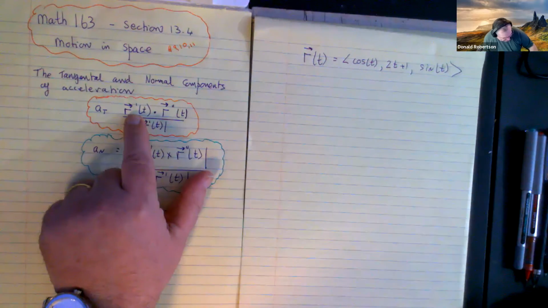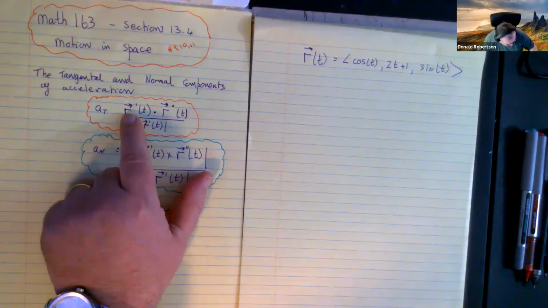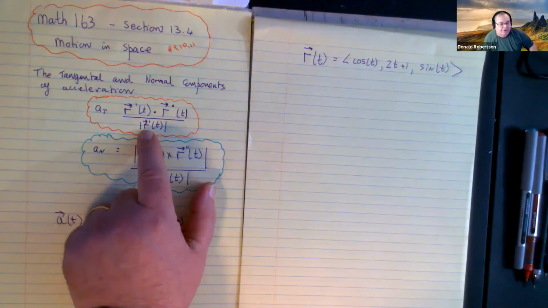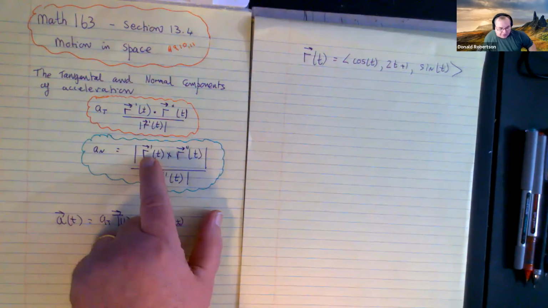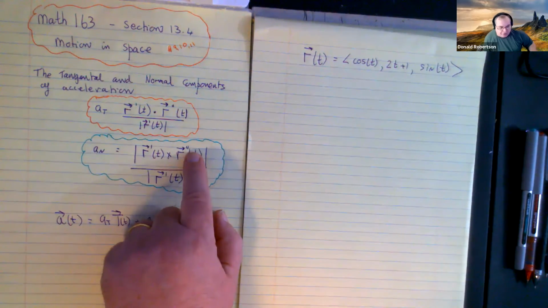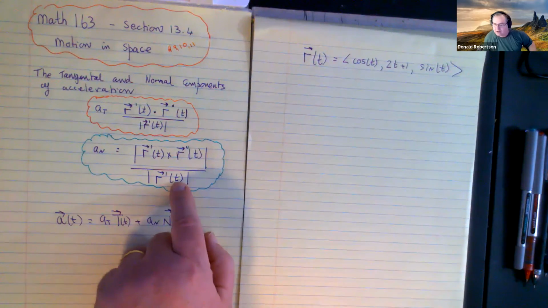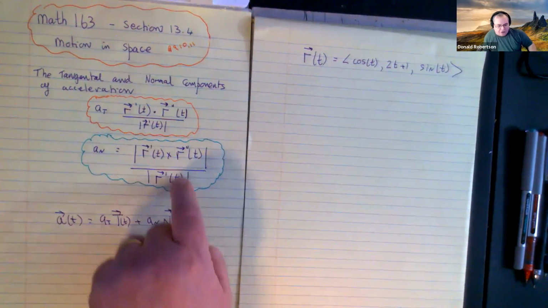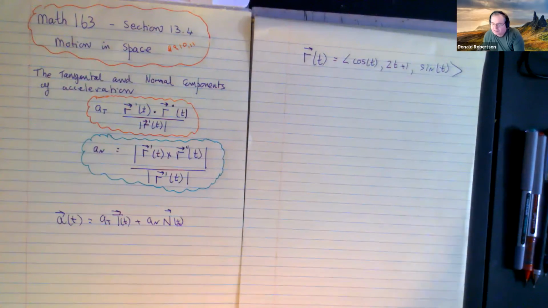So that means the dot product of the first and second derivative divided by the magnitude of the first derivative. And this one is going to be the cross product of the first and second derivative. Then you find its magnitude. And again, divided by that, right? So you see that they are very similar. Do you see that dot and cross products happen in a lot of different ways?